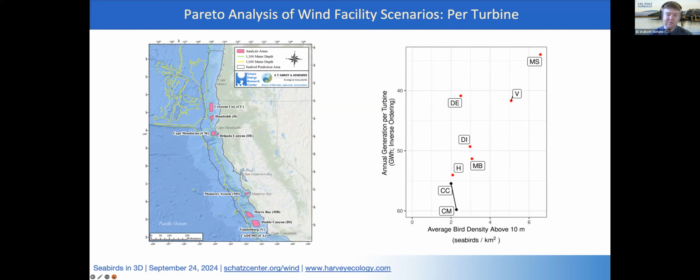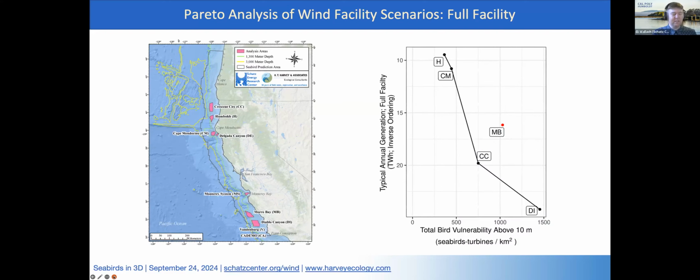However, these results do not account for different reference areas having potentially different build-out levels or different numbers of turbines that can fit. An important consideration is lost in this analysis. That is, all else equal, a facility with more turbines likely poses a greater risk to birds. Which brings us to the next slide, where we consider this metric another way, assessing the wind facility scenarios in terms of full farm metrics.